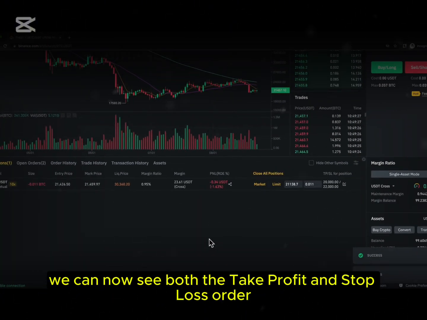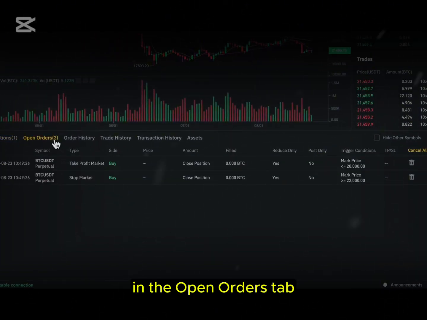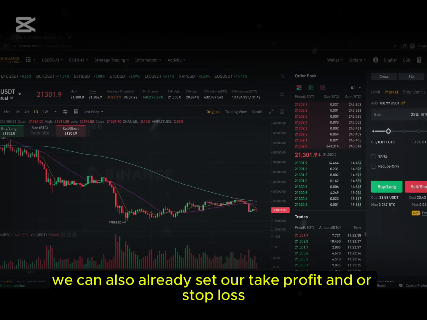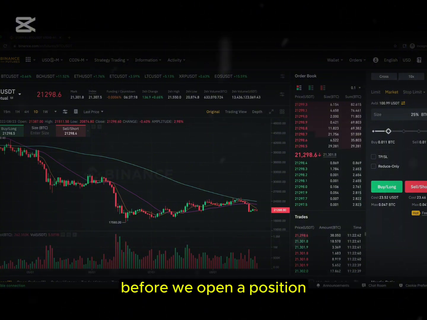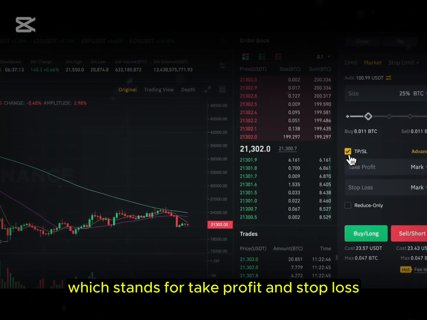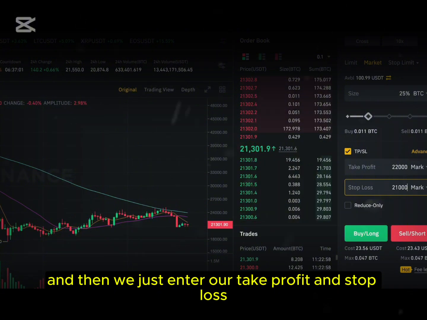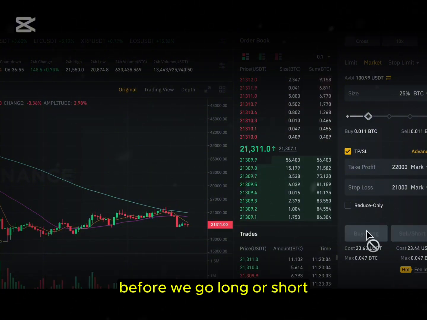We can now see both the take profit and stop loss order. In the Open Orders tab, we can also already set our take profit and/or stop loss. Before we open a position, we would just have to tick the TPSL function, which stands for take profit and stop loss. And then we just enter our take profit and stop loss before we go long or short.